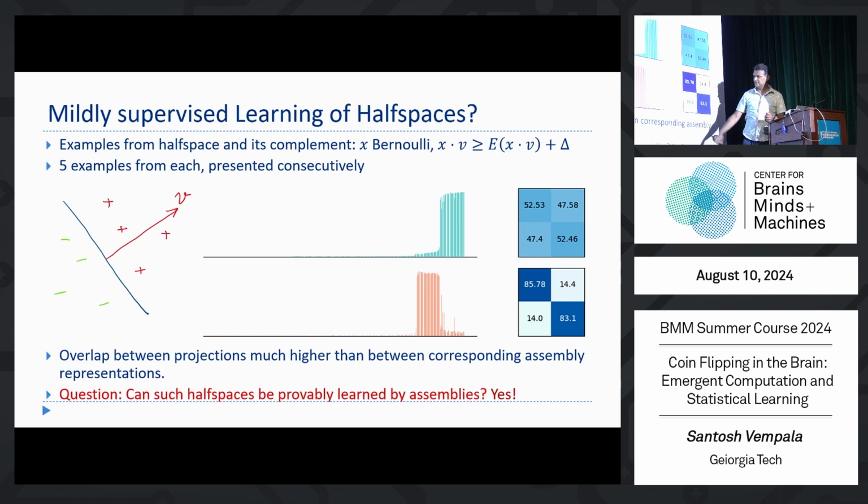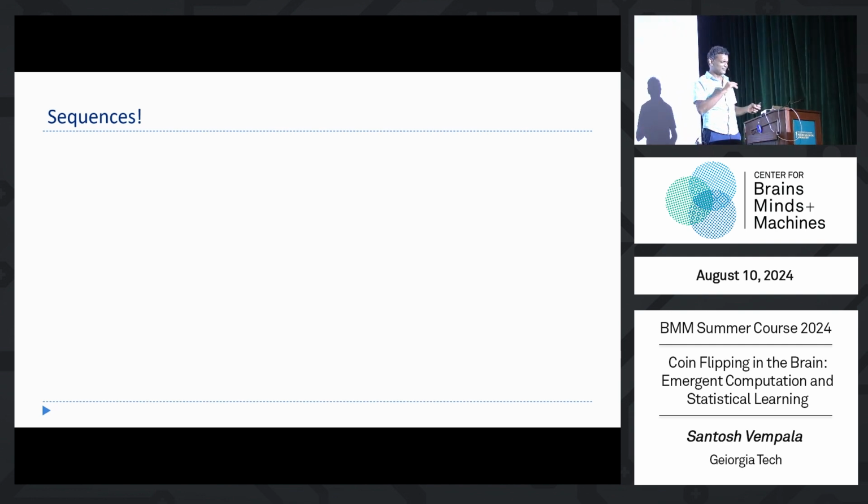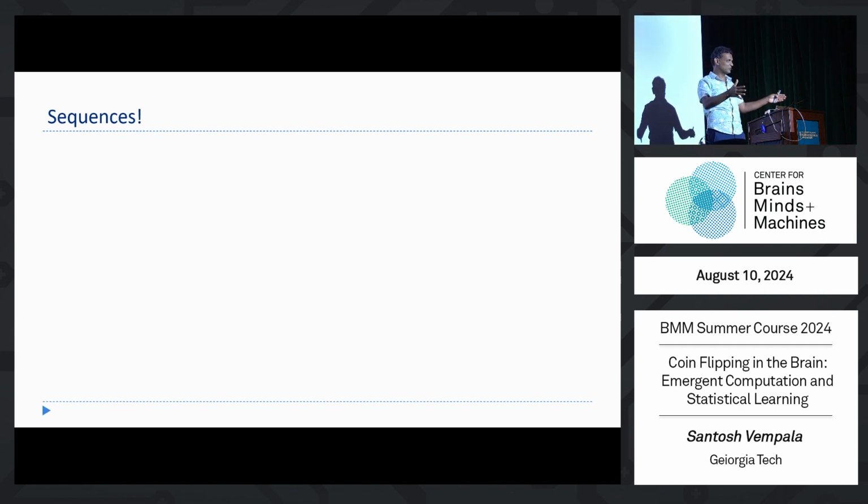So this is a theorem. Okay, so far so good. It's very basic sort of classification learning, but in this mild unsupervised setting, it's unsupervised, but there is label information because of how we present all the positives first followed by negatives.